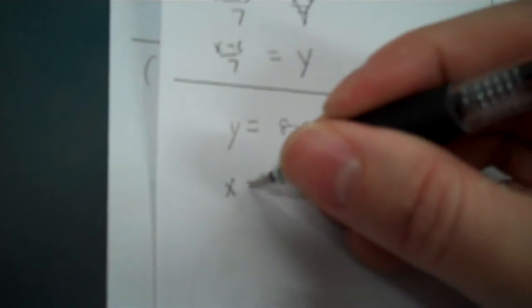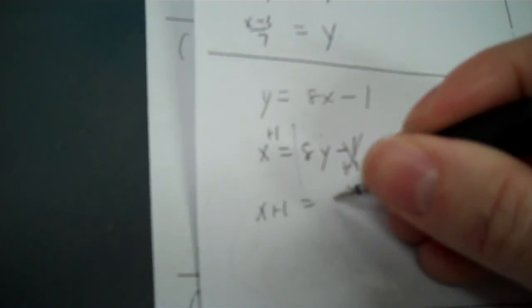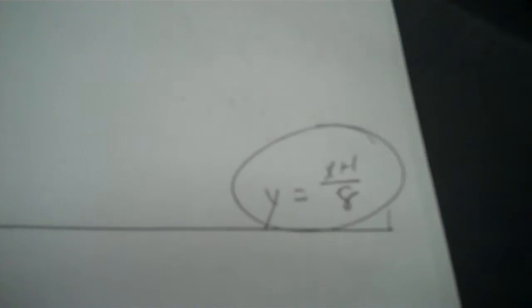Okay, next one, we got to get the x by itself. x equals 8y minus 1. And then we have to get the y by itself. Okay. So here's the y. We've got a minus 1, so plus 1. And it'd be x plus 1 equals 8y. Now divide both sides of our equation by 8. And we're there. Okay, we don't have a power, so we don't have to worry about that. So it's just x plus 1, all divided by 8.